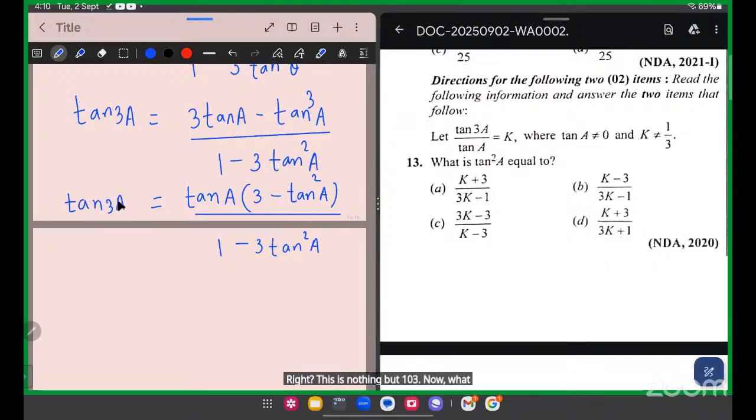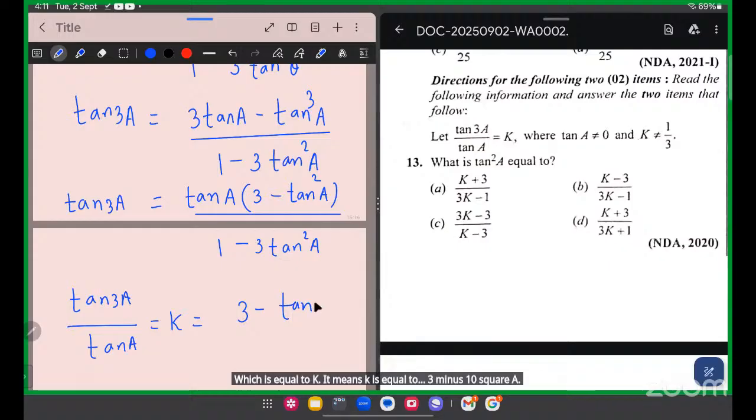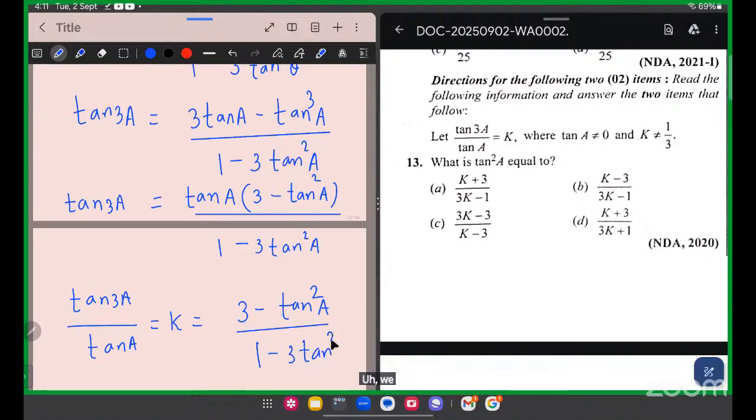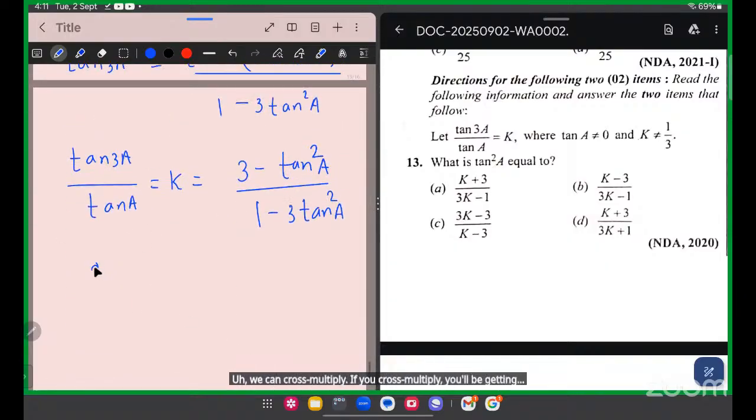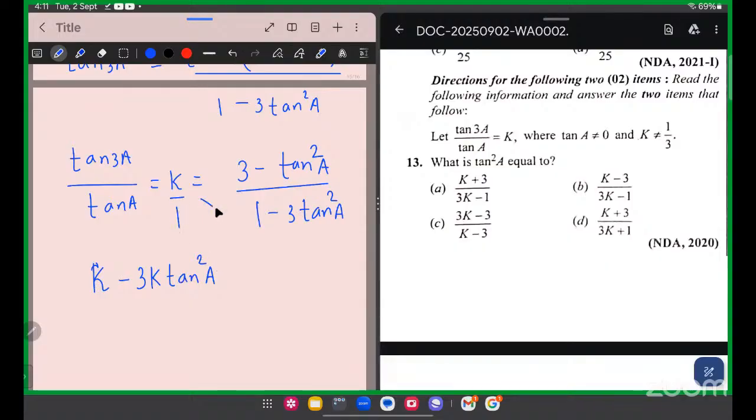Now, what we can do, we have got tan 3a by tan a, which is equal to k. It means k is equal to 3 minus tan square a divided by 1 minus 3 tan square a. Now we can cross multiply. If you cross multiply, you'll be getting k minus 3k tan square a, right? Cross multiply is equal to 3 minus tan square a, right?